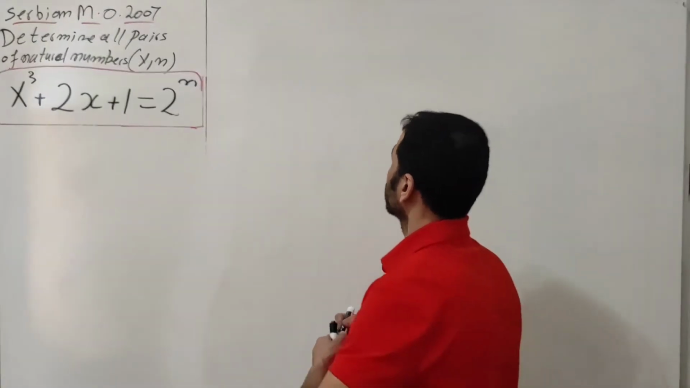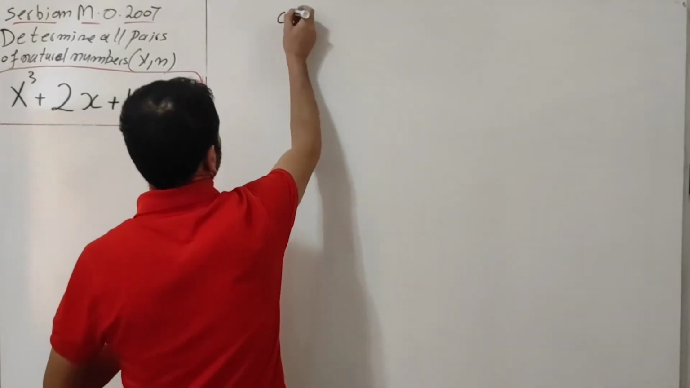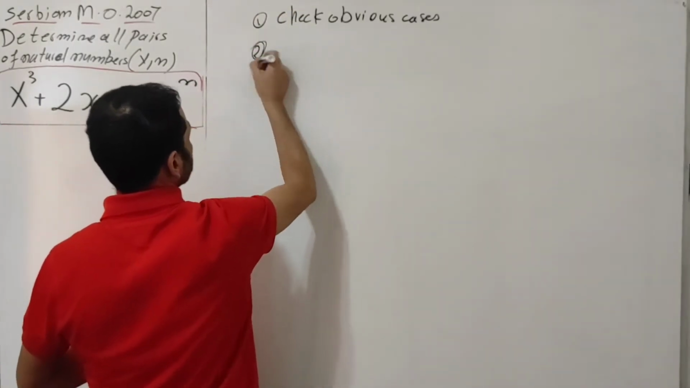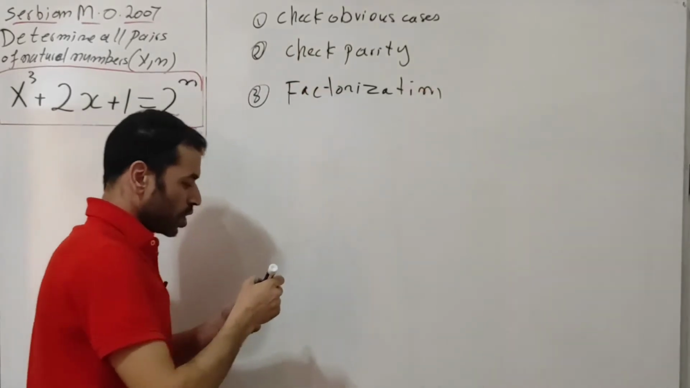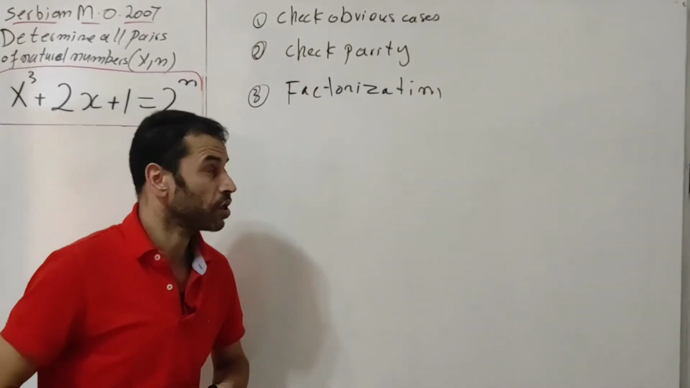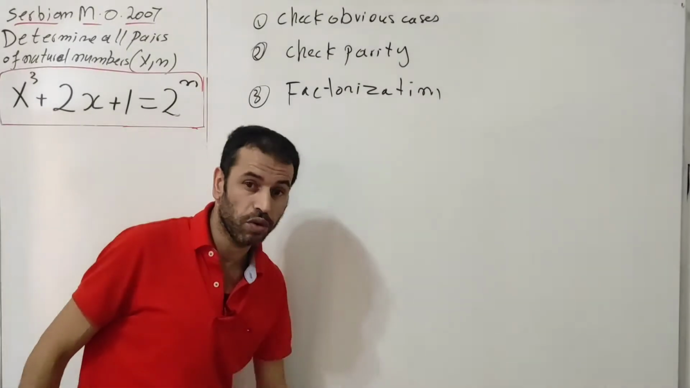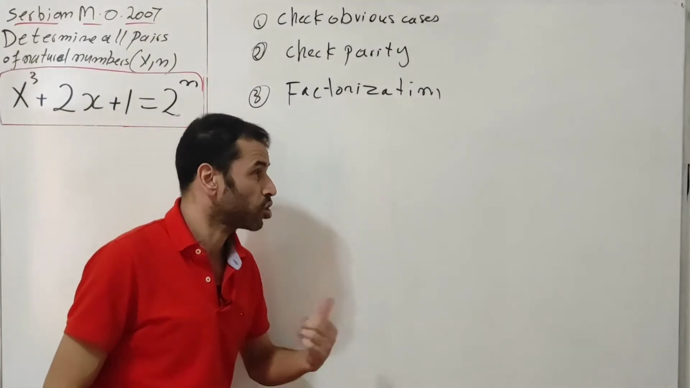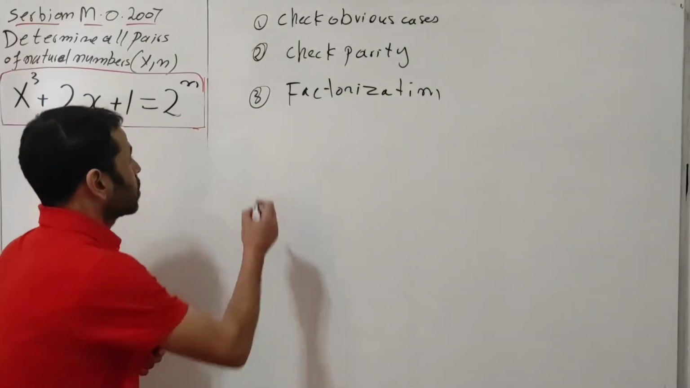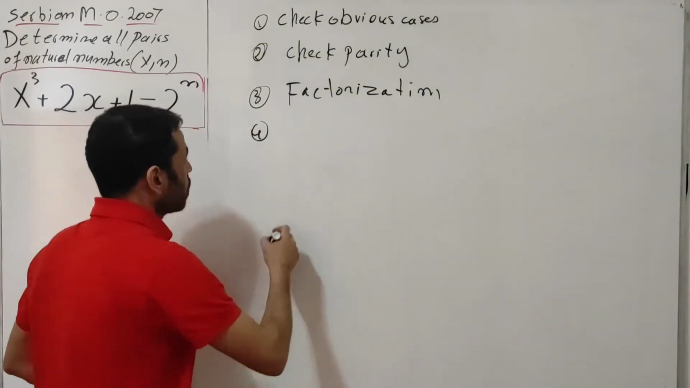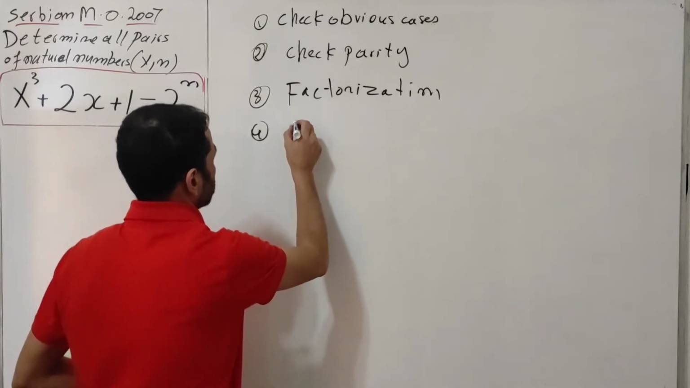So the first hint, you are going to check the obvious cases. The second hint, check the parity. The third hint, factorization. So the factorization in this case is playing a bigger role here. So it's necessary to go through the factorization in order to get the roots or to get something else. Okay. So the fourth hint that I'm trying to give, we are going to apply Fermat's Theorem.